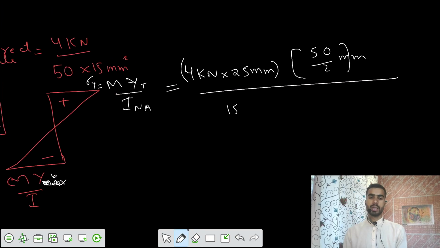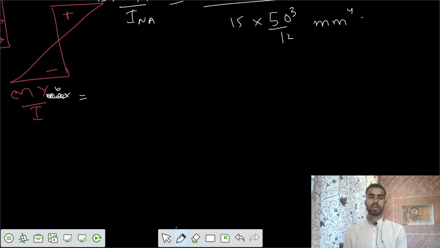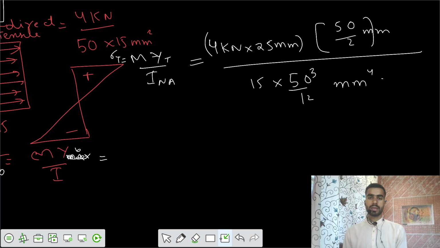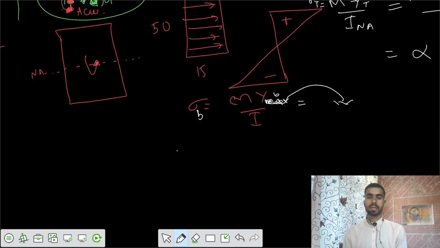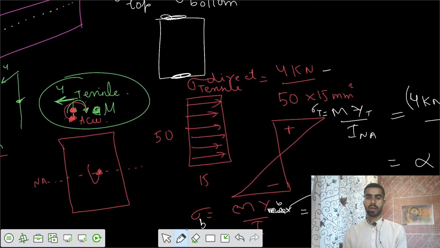That's BD cube by 12 mm power 4. Then after that you can have this one also, same value. So this is the same value. This is the same value. So finally you got the stress value equal to some value alpha. This is some value of beta, the direct stress value of beta. So you got this value of beta.